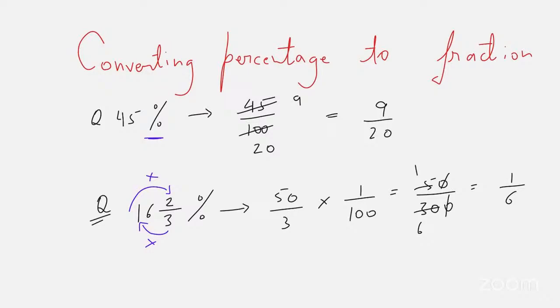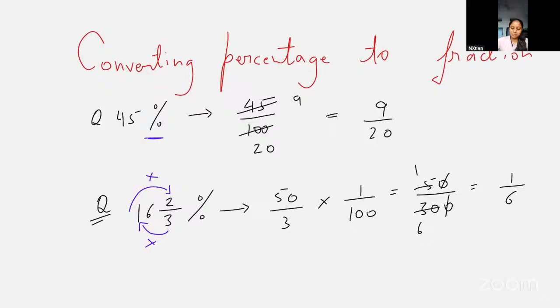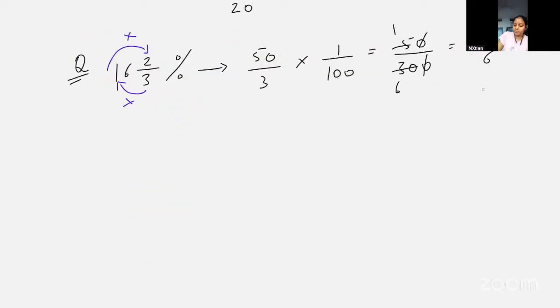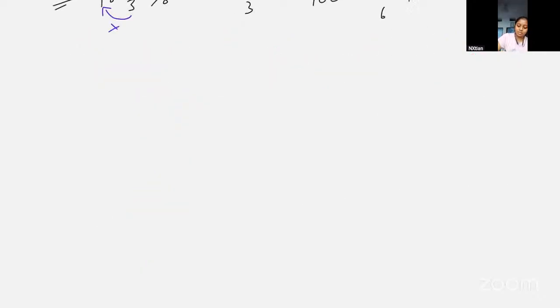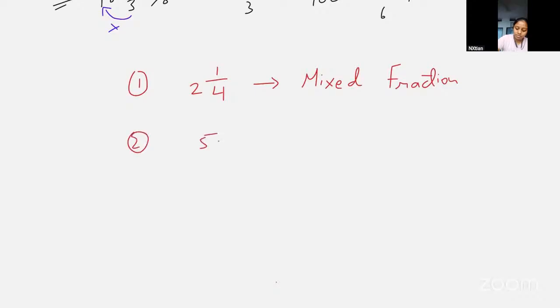What we have done is first convert it into a normal fraction. See, there are three types of fractions. Take a quick look here. Number one is the mixed fraction, when you have a small number at the side, like 2 1 by 4. This is known as a mixed fraction. Number two, 50 by 4.